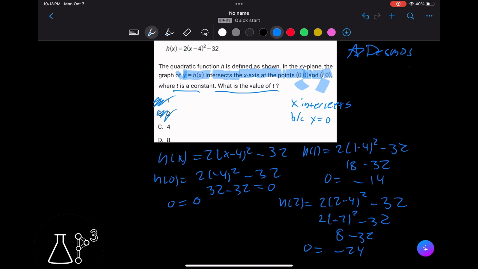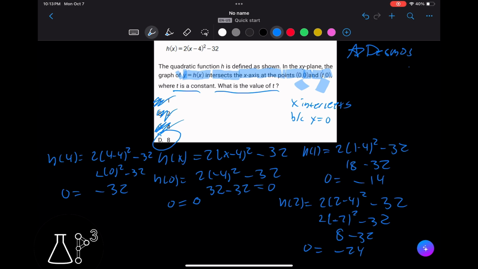Let's plug in C now. So h of 4 equals 2 times 4 minus 4 squared, minus 32. 4 minus 4 equals 0 squared, times 2, minus 32. Remember, anything multiplied by 0 is 0. Therefore, the answer here is only negative 32. And h of 4 should equal 0, and they don't equal each other. Therefore, C is also incorrect. Therefore, our only answer is D.